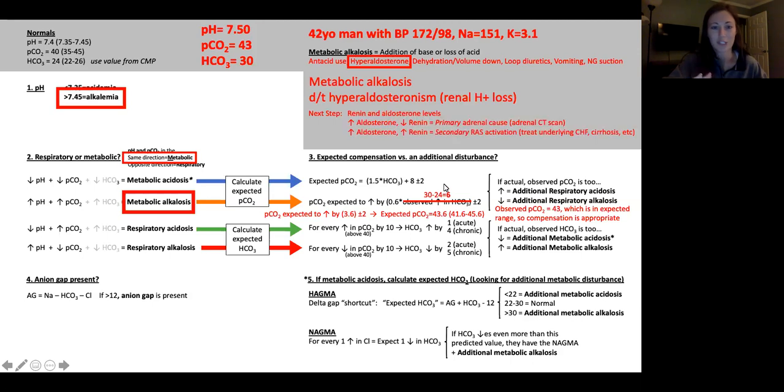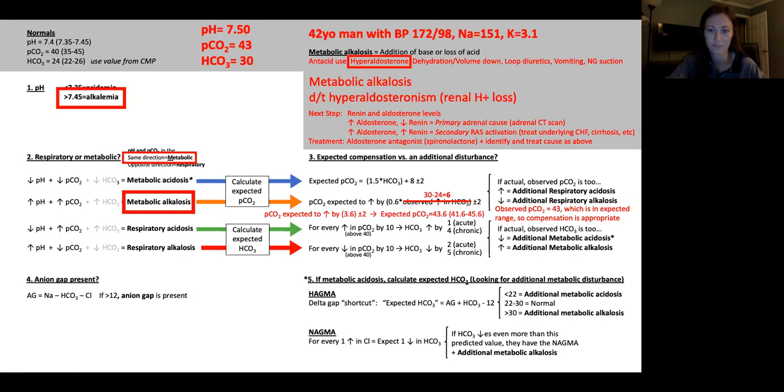So next step for this, just as a clinical pearl, next step is to look at renin and aldosterone levels, because if you have a primary adrenal cause where you're just hypersecreting aldosterone, you'll have high aldosterone but low renin. In that case, you would want to get an adrenal CT scan. You can also have hyperaldosteronism secondary to RAS activation, like CHF or liver cirrhosis. So in that case, both aldosterone and renin would be high. And then for treatment, you can give an aldosterone antagonist like spironolactone and identify and treat whichever the cause is.